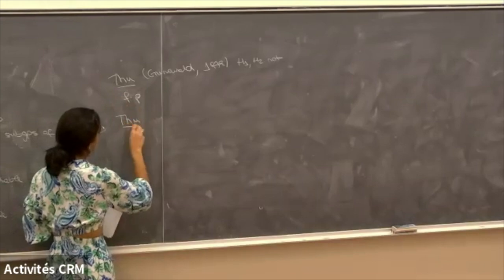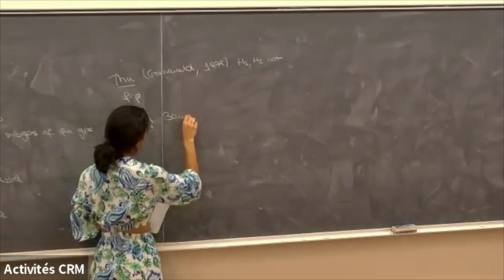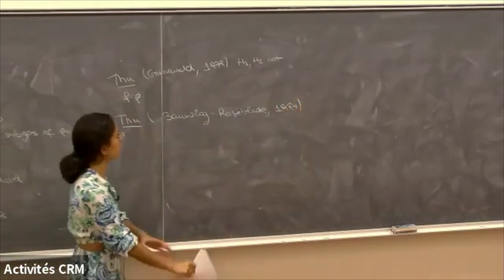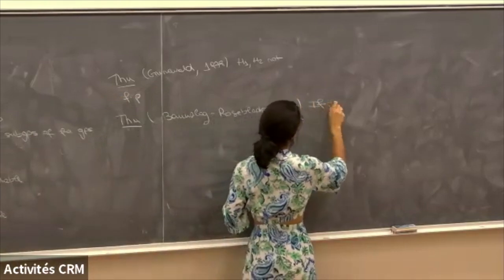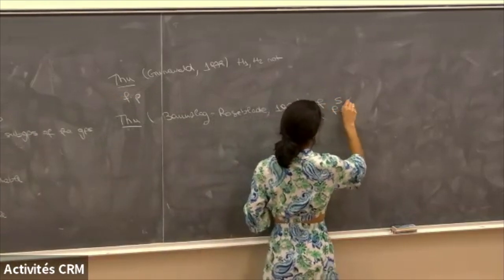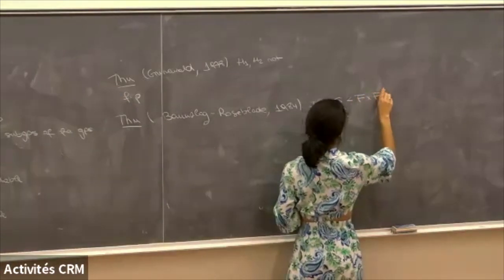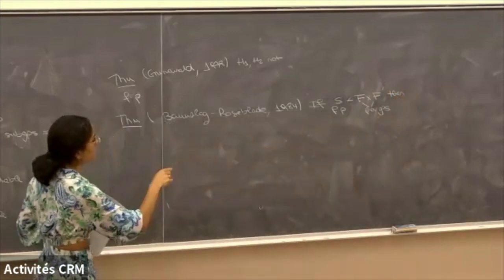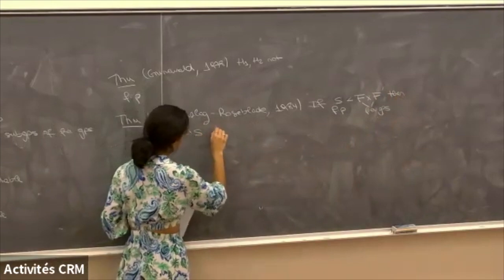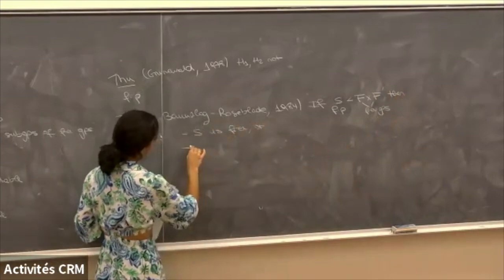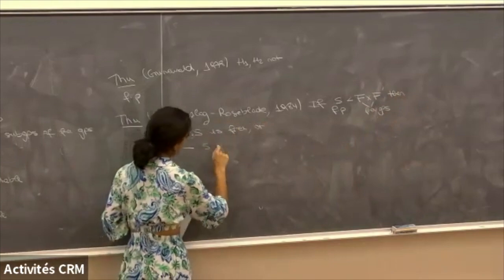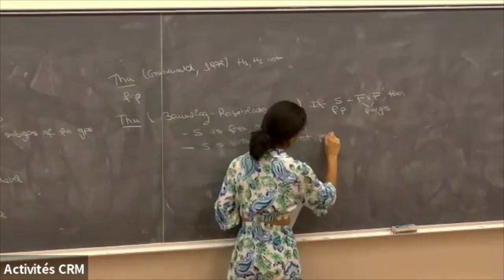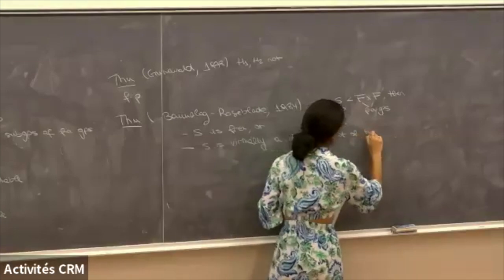So a very nice result of Baumslag and Roseblade gives us a structure theorem for finitely presented subgroups. So if I have S, a finitely presented subgroup of the direct product of two free groups, then we have control on the structure of S. So then I have that S is either free or S is virtually a direct product of two free groups.